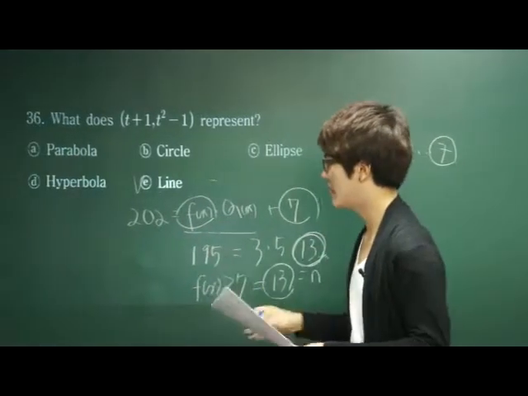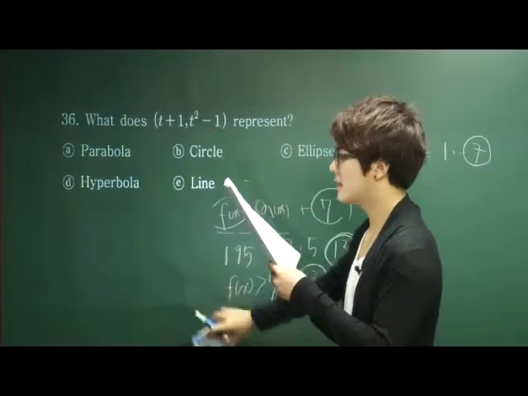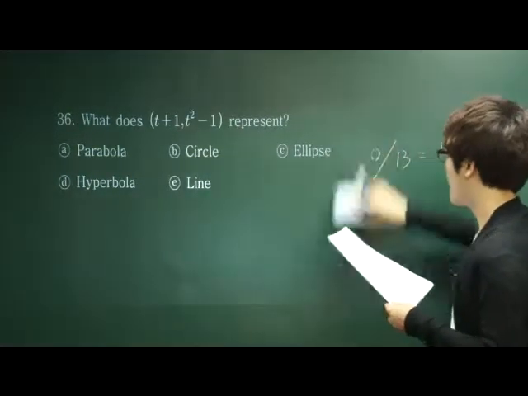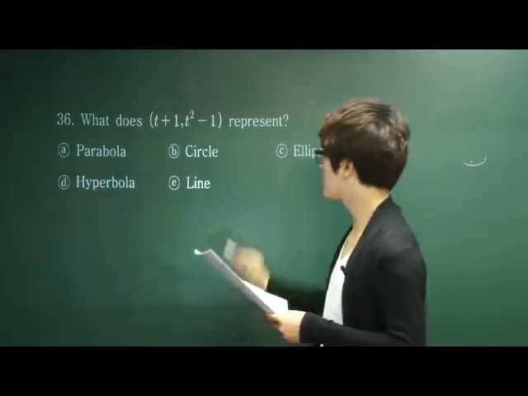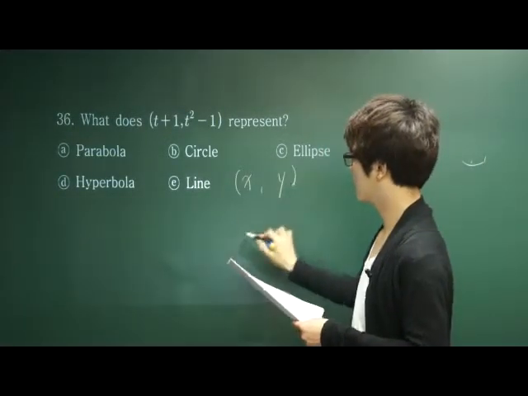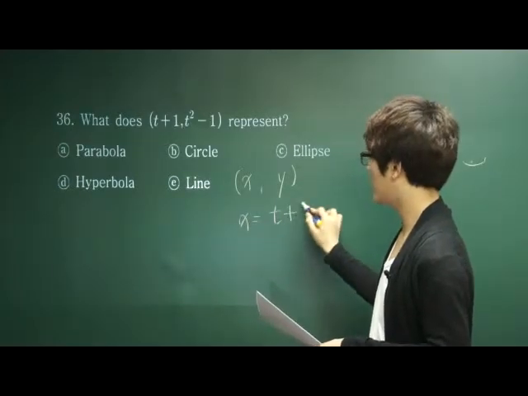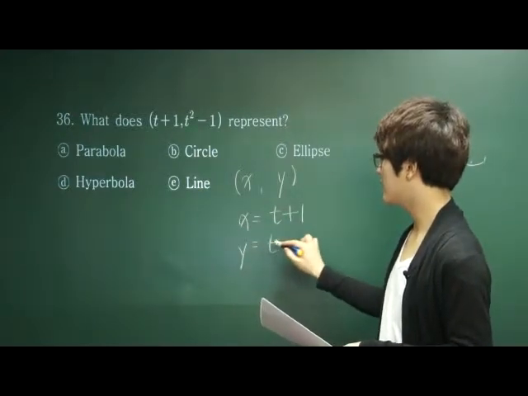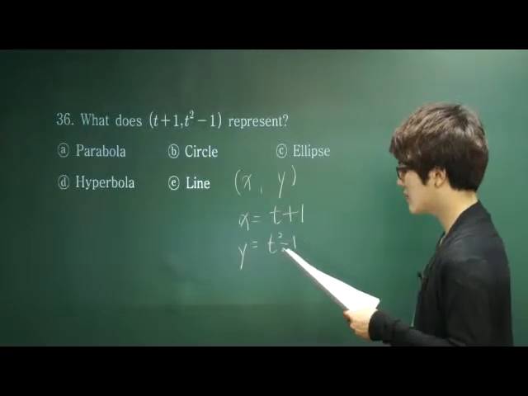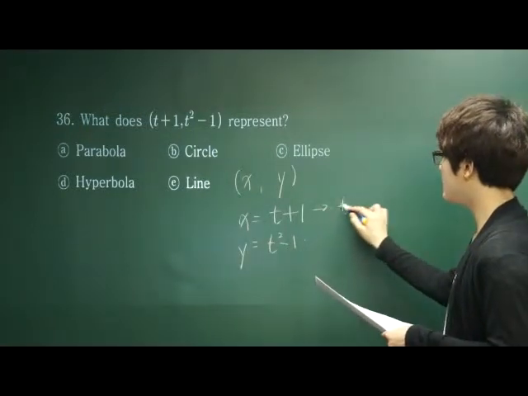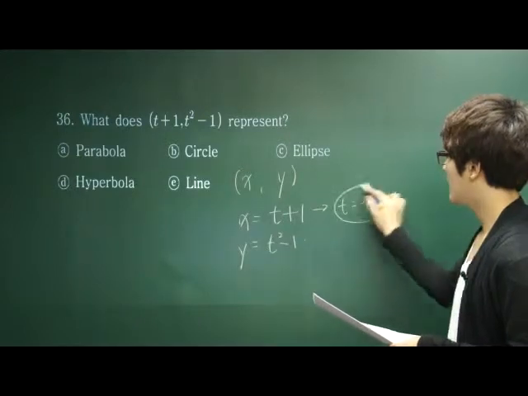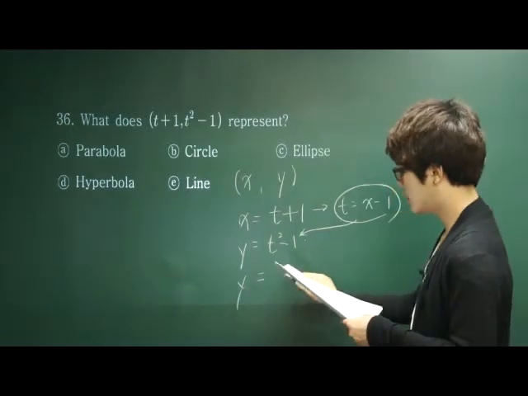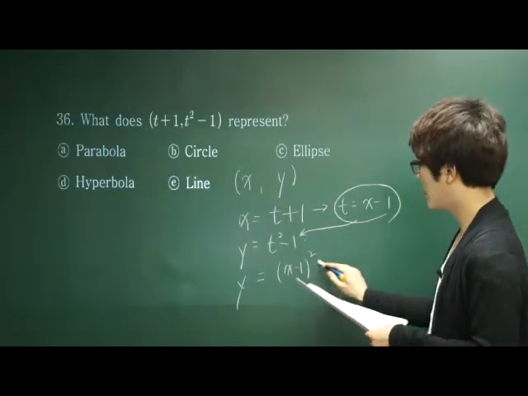Okay, let's move on to number 36. 36 says, what does t plus 1 comma t squared minus 1 represent? Okay, for the x value, it says it's t plus 1, right? And for the y value, it says it is t squared minus 1. So, in other words, t is equal to what? x minus 1. And let us substitute t with x minus 1.